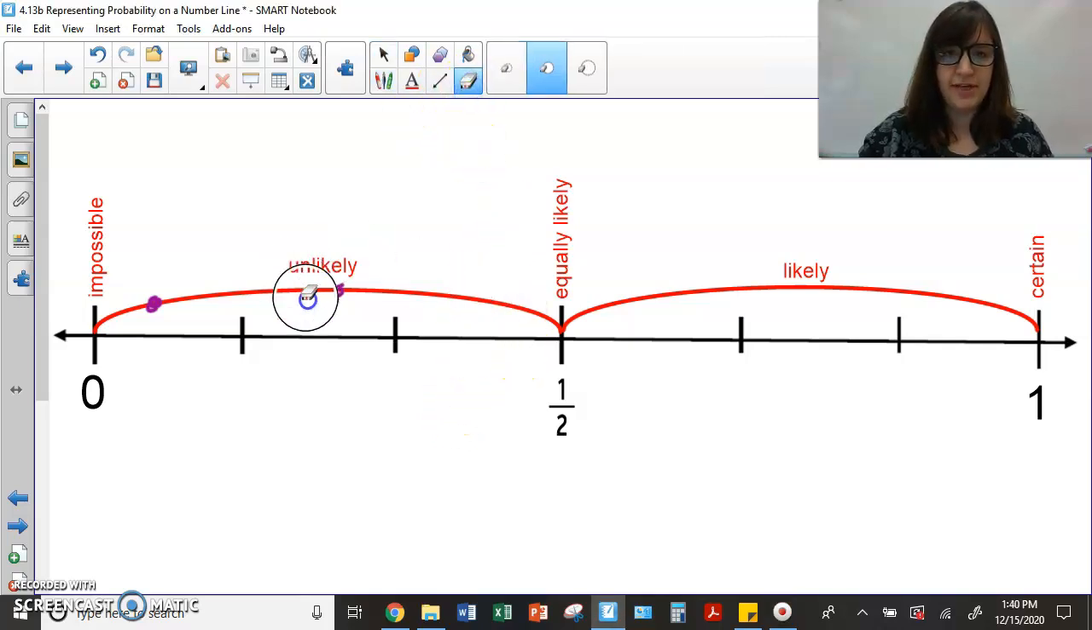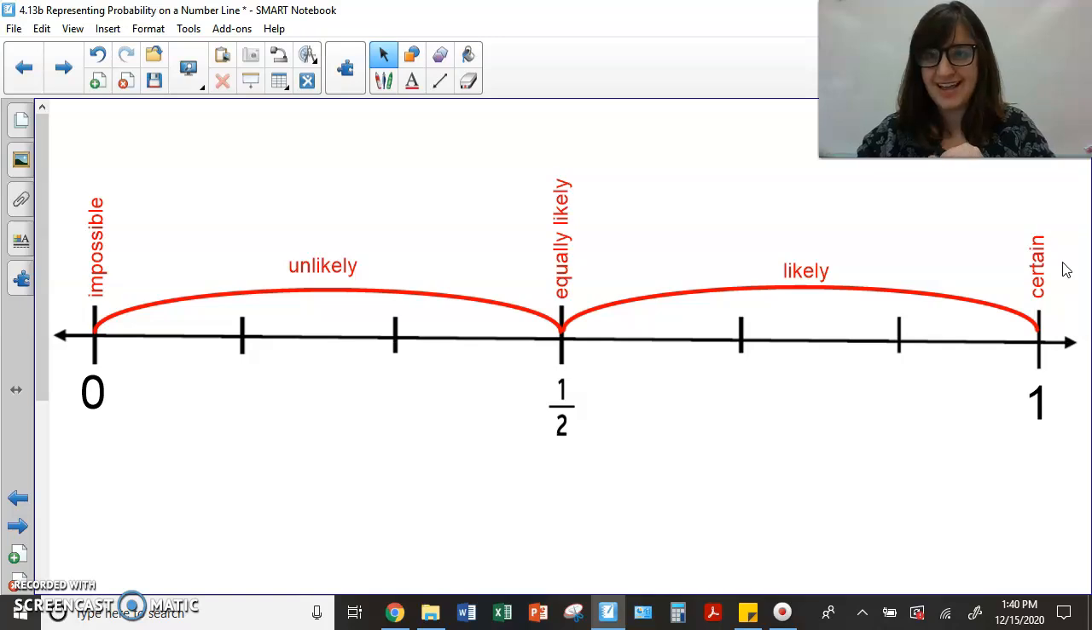So remember that impossible, equally likely, and certain are exact points, and we can see that on a number line, but unlikely and likely are all the chances in between those. So it's really cool to look at.